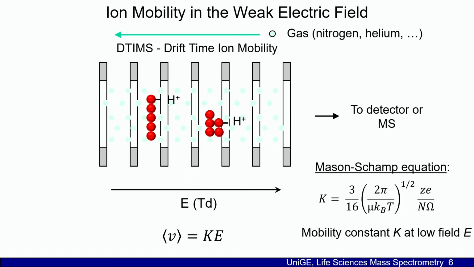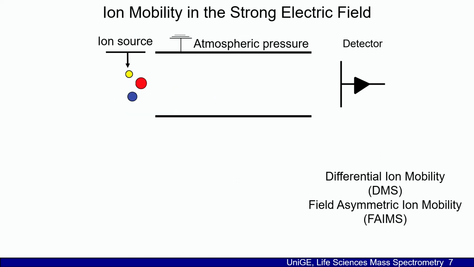If we increase the field strength, then something else is going on. The mobility becomes a function of the electric field, so it is no longer a constant value, and therefore we can no longer use the Mason-Schamp equation. This is why we cannot get the collisional cross-section information from these devices. These two brothers, having the same origin, work basically on the same principle, just with different geometries.